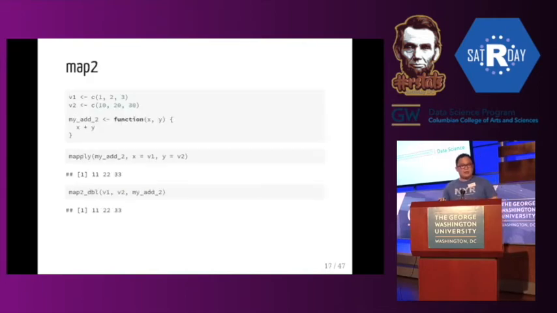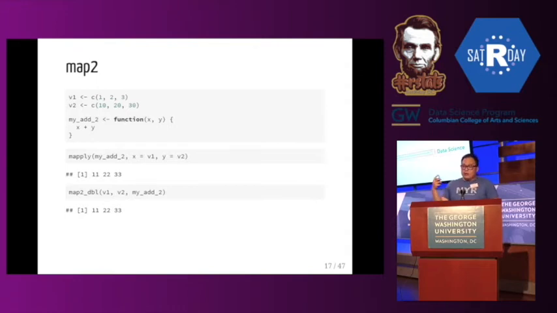So purrr also has this thing called map2, because some functions don't just take 1 value, they take 2 values. So let's have this function x comma y. It just adds those 2 numbers together, but we have these 2 vectors, v1 and v2, and we want to, in the same location, add those two values together.